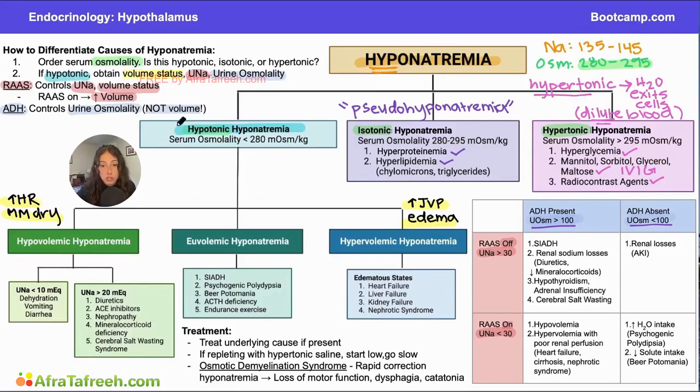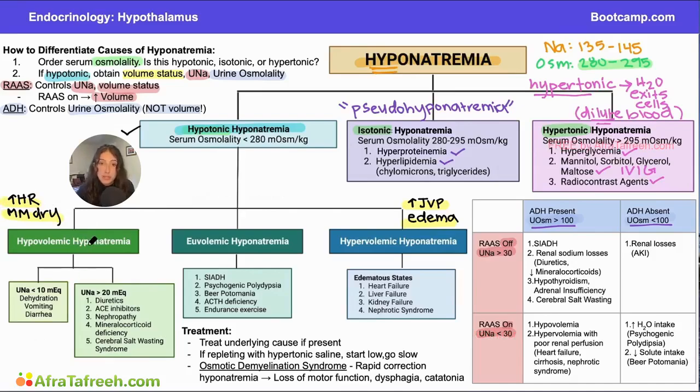Okay, so we've ordered our serum osmolality that came back as hypotonic. So we know that we have a hypotonic hyponatremia. Now let's talk about our different types of hypotonic hyponatremia. First, we'll talk about our hypovolemic hyponatremia. So again, this patient might have an increased heart rate. They might look like they have dry mucous membranes. They're looking kind of dehydrated and their heart is working harder to keep their blood pressure up in the setting of having lower volume. So they are hypovolemic.